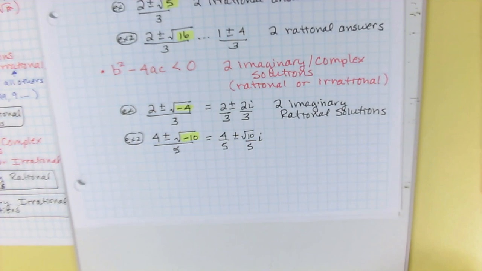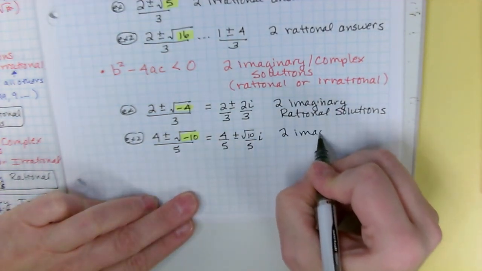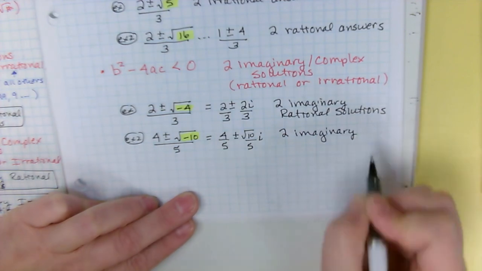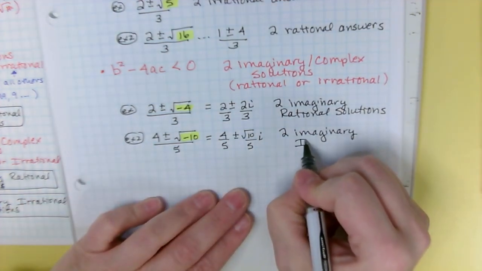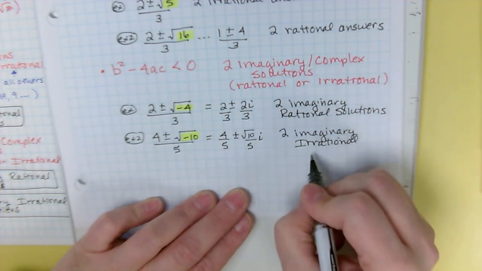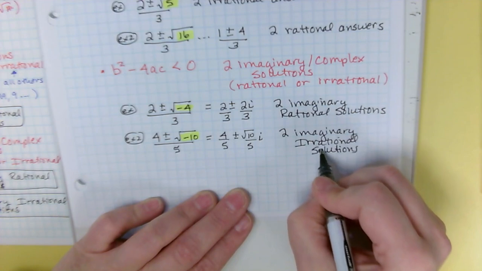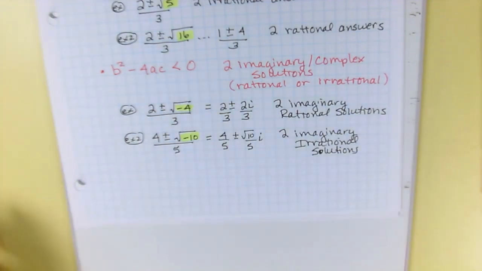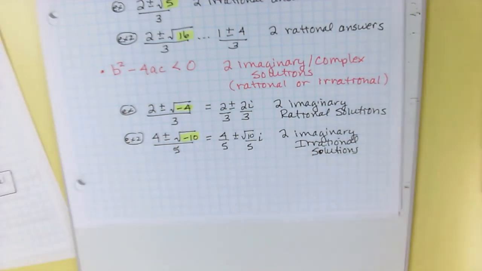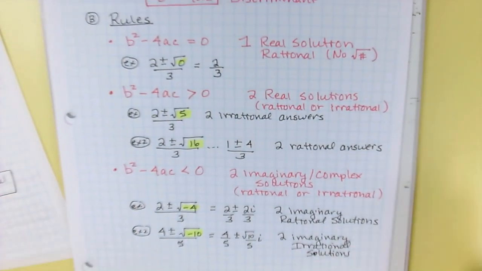So because the number is not a perfect square, you will still have 2 imaginary solutions, but they will be irrational. They will have a radical in it. So 2 imaginary irrational solutions. All right, so those are your 3 basic rules. Any questions about the 3 basic rules?